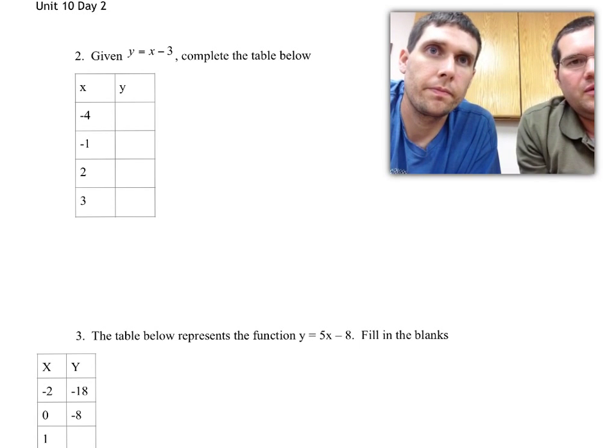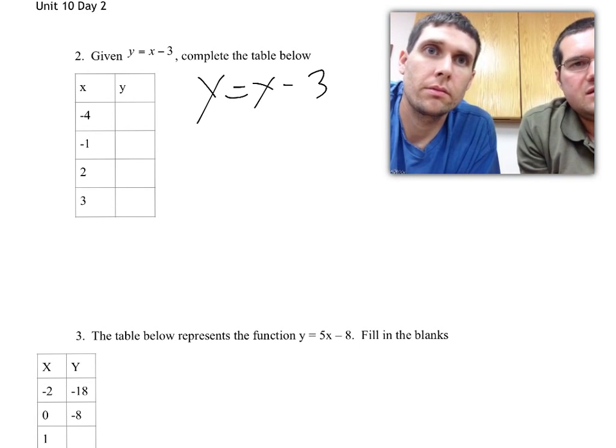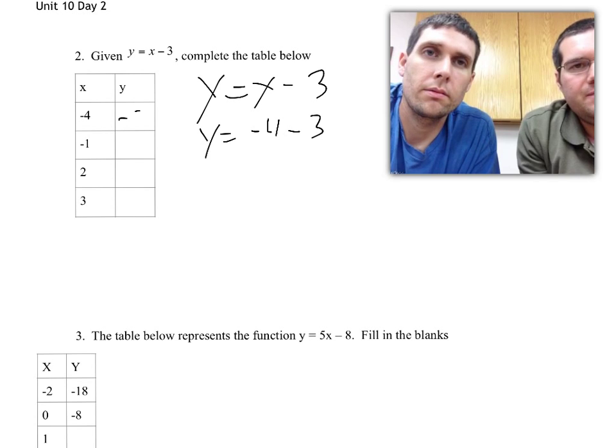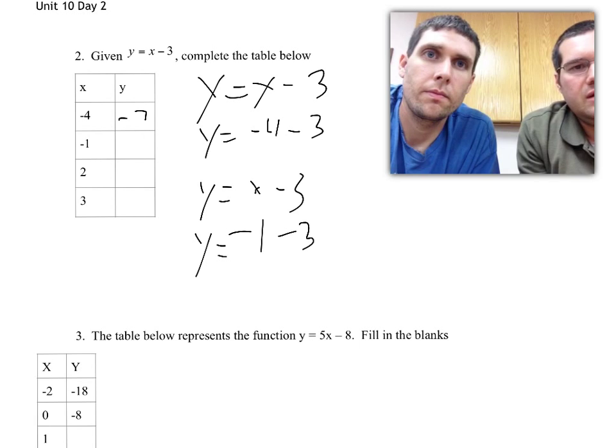Let's see, so I'm going to write my equation, y equals x minus 3. We just said let x is negative 4, so y equals negative 4 minus 3, and that's going to give us negative 7. And I'm just going to keep on doing that. y equals x minus 3, and for x it's negative 1 minus 3, and we can see what that is, a negative 4. And then just keep going.